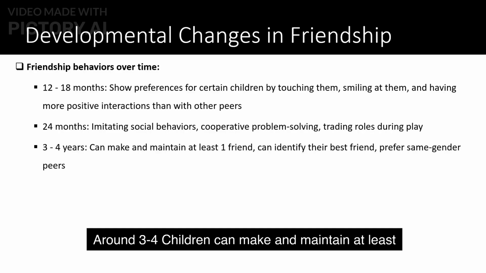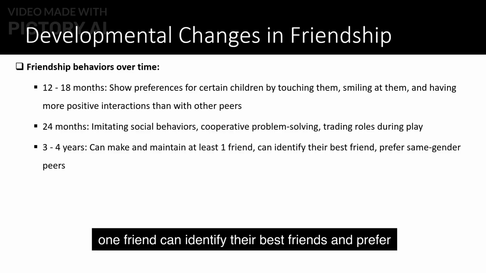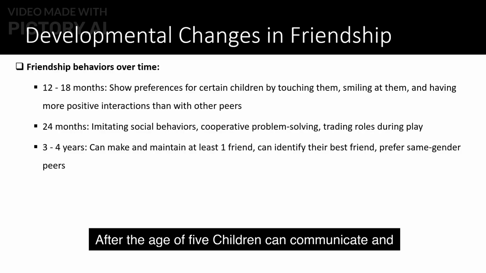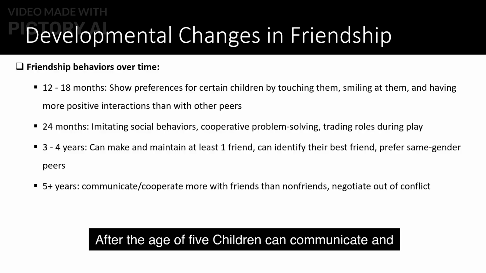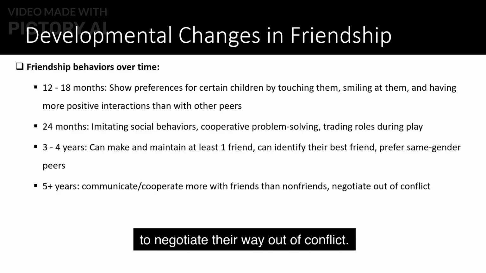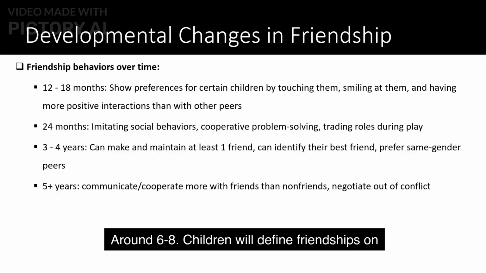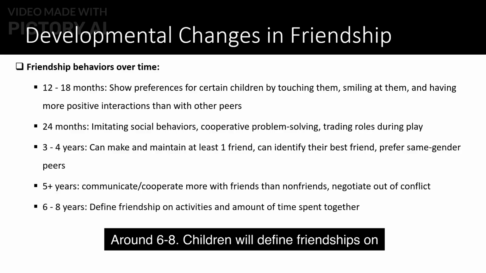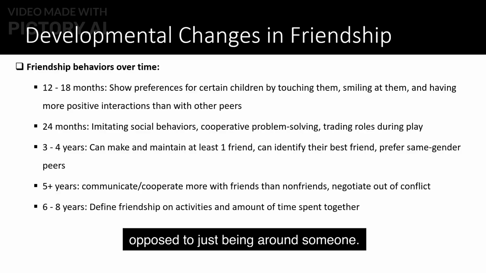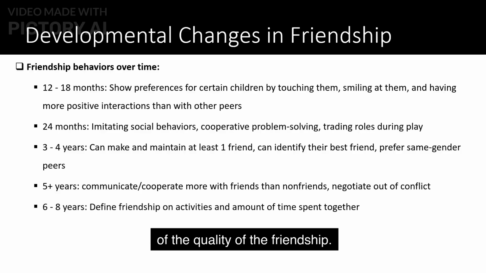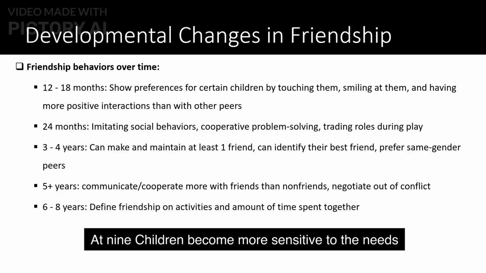Around 3 to 4, children can make and maintain at least one friend, can identify their best friend, and prefer same-gender peers. After the age of 5, children can communicate and cooperate more with friends than non-friends, and start to negotiate their way out of conflict. Around 6 to 8, children will define friendships on activities and amount of time spent together, as opposed to just being around someone. There starts to be an evaluation of the quality of the friendship.